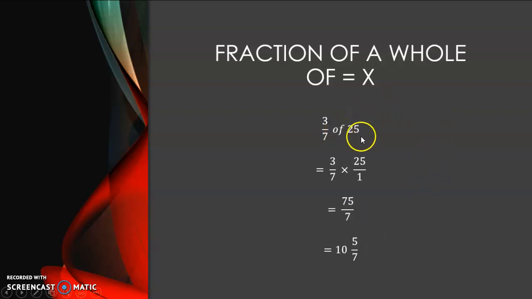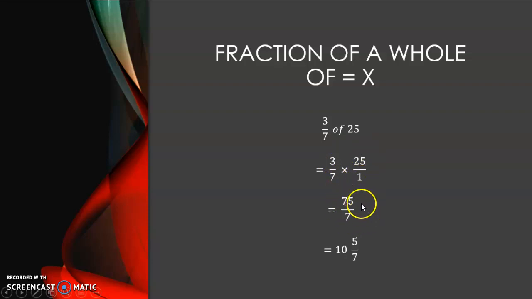Now let's look at our last example. 3/7 of 25. Once again, I put my whole number over 1 and I multiply out. Do you see? There are no common factors here. So I just need to multiply them out. 3 times 25 will be 75 and 7 times 1 will be 7.